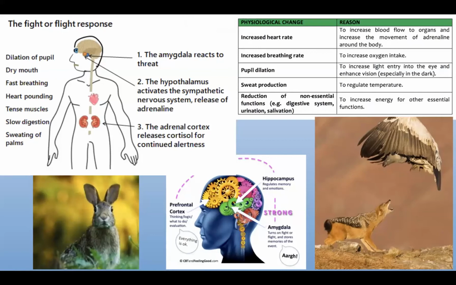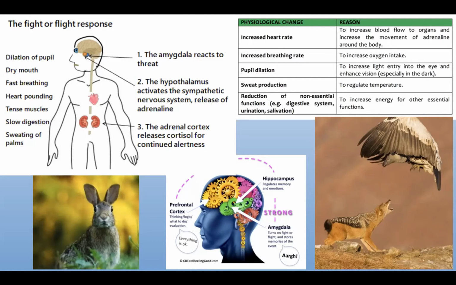So it starts with the amygdala, and the amygdala is a part of your brain that's responsible for fear. So the amygdala will actually send a signal to your hypothalamus, and that's another section of your brain. And that hypothalamus will stimulate the autonomic nervous system. Now, the autonomic nervous system is composed of two main parts: the sympathetic nervous system and the parasympathetic nervous system. So the sympathetic nervous system is the part that's responsible for the fight or flight response, and the parasympathetic nervous system is responsible for that freezing response.